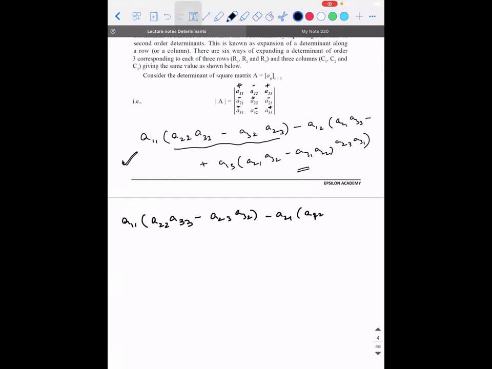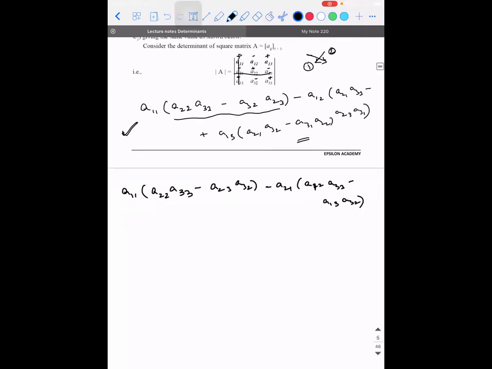A12. No? This should be hidden, and this A13. A12, A33 minus A13, A32. It is always from left to right and right to left. This way first, this way second. Next.